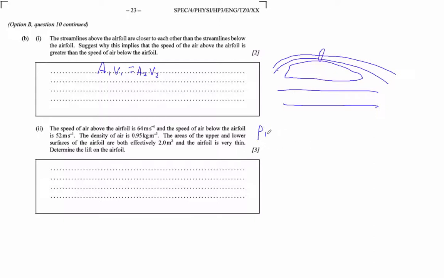Okay, so P1, we'll have this be 1, we'll have this be 2. So P1 plus rho g h1 plus 1/2 rho V1 squared equals P2 plus rho g h2 plus 1/2 rho V2 squared, right? Ultimately the pressure below, of course, the air is moving slower, there's going to be more pressure there. So P2 minus P1 is going to be, we'll figure this out.